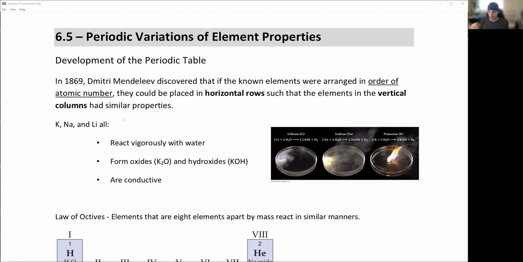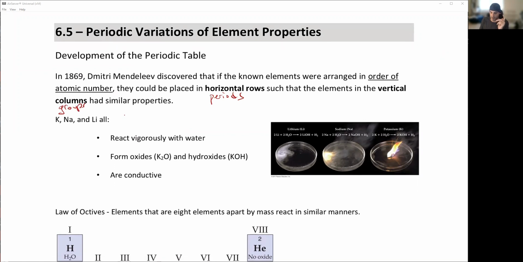The original periodic table was arranged in order of atomic number. The horizontal rows are going to be periods. I think I've said this in the past, but I'm going to formalize it now. They're known as periods, left to right. And the vertical columns are known as groups, which, as we certainly know, have similar properties.